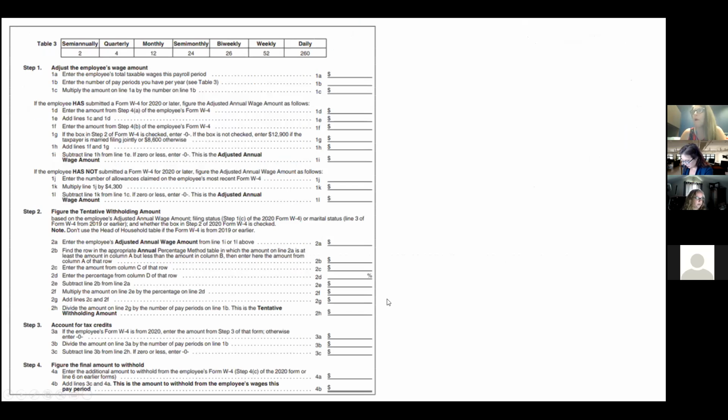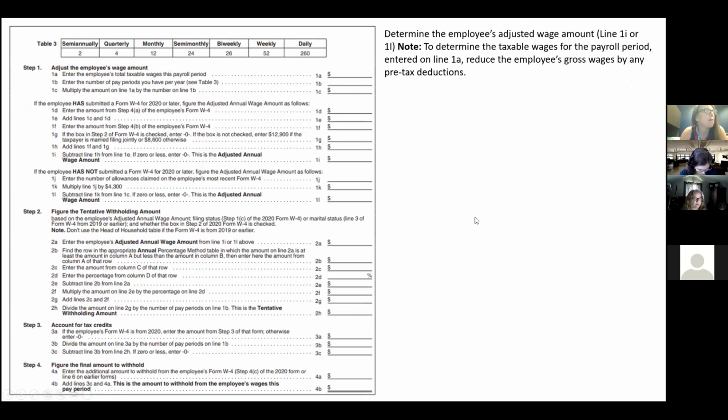All right, so this is one of the worksheets that they provide to you that we have to use to figure out how much we're going to withhold from our employees' checks for federal withholding. So the first step is to figure out their adjusted wage amount and determine the taxable wages for the pay period. So again, remember that if you're determining taxable wages, you have to take whatever they're being paid, gross pay, and you have to reduce it by anything that's considered pre-tax.